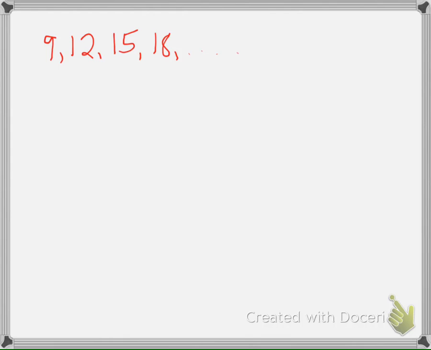This sequence shows a constant rate of change, doesn't it? If I'm increasing by 3 each time, I have a constant rate of change. It's increasing by 3, which means if I were to graph it, this would have a slope of 3, right?